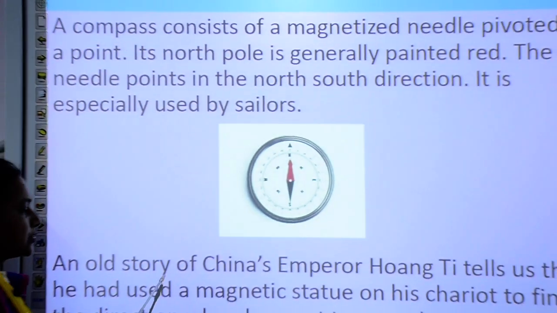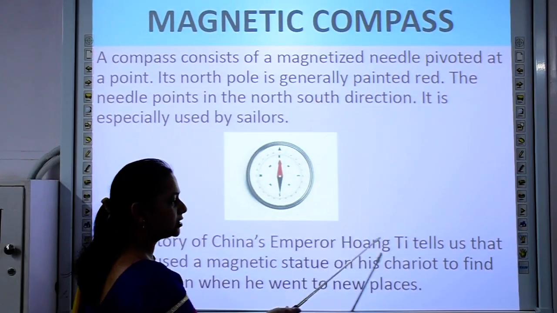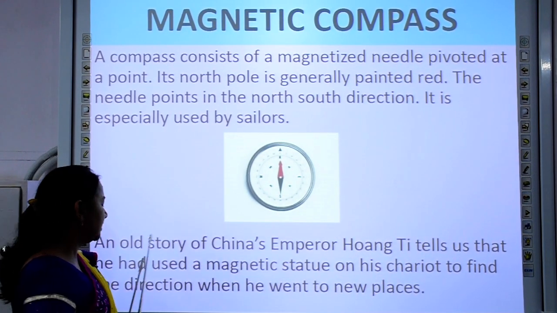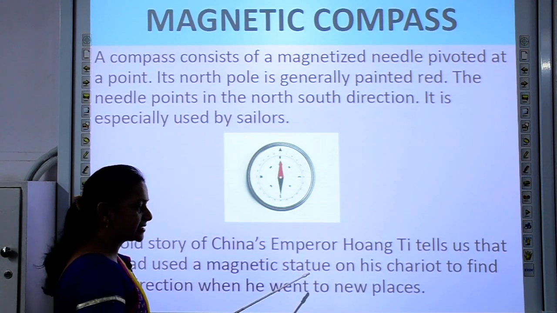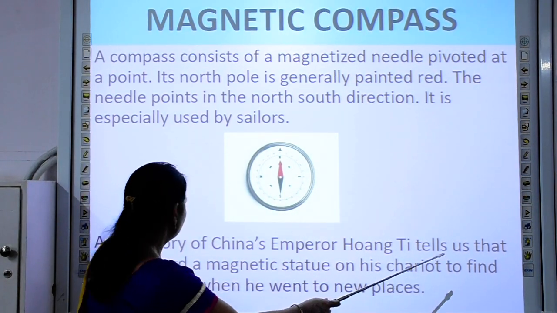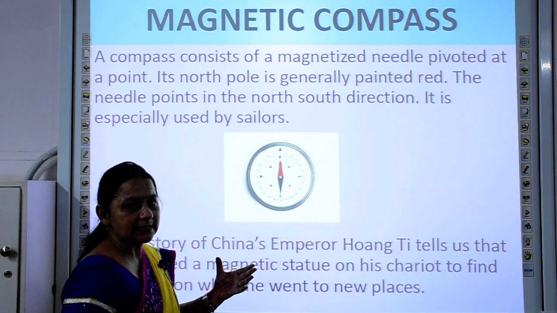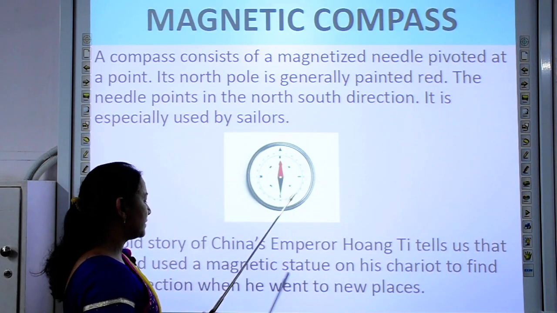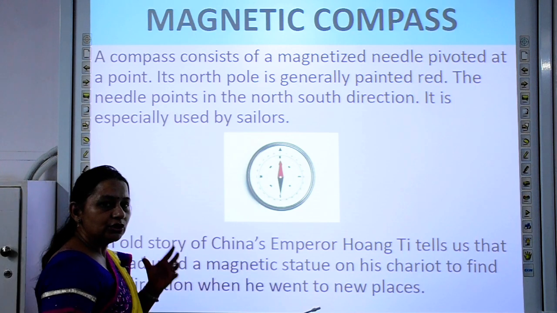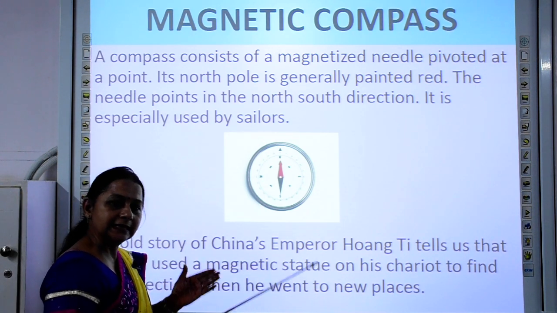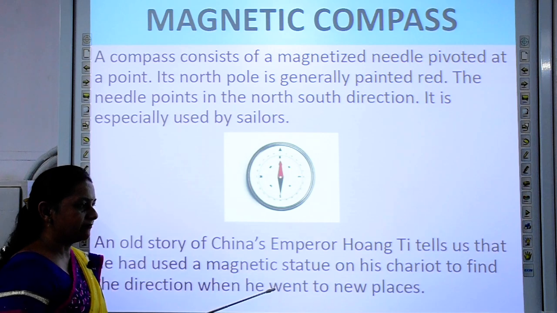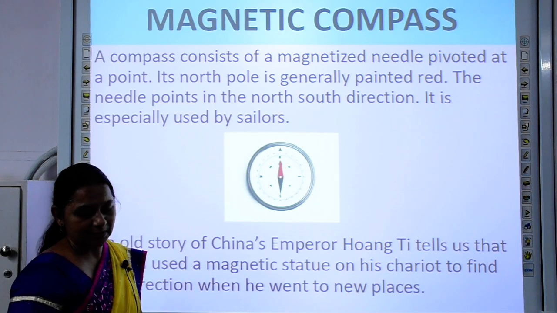An old story of China's Emperor Hong Ti tells us that he had used a magnetic statue on his chariot to find the direction when he went to new places. This magnetic statue helped him to find directions when he was traveling or going to new places.